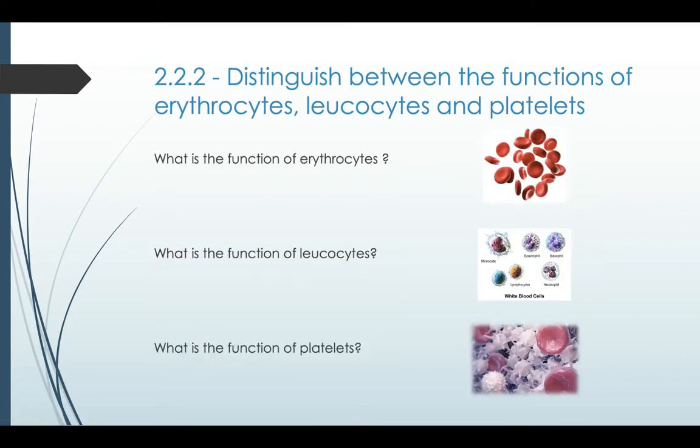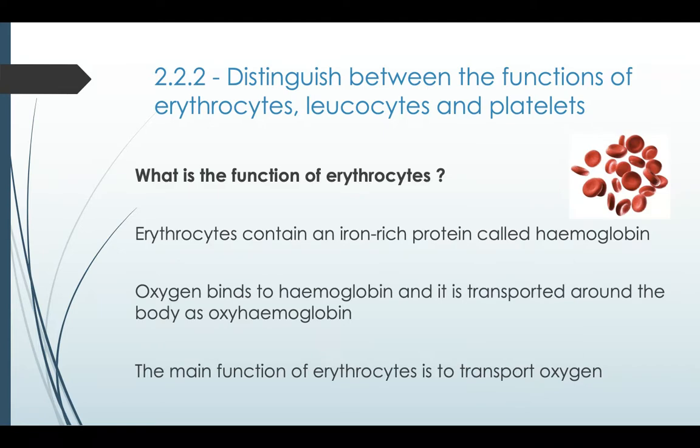Okay, next thing that we need to be aware of, what do each of the different cells within blood do? What are their functions? So the first one, erythrocytes. Now within erythrocytes, they contain an iron-rich protein called hemoglobin. As we learned in 2.1, oxygen binds to hemoglobin, and that's then transported around the body as oxyhemoglobin. So the main function of erythrocytes is to transport oxygen.